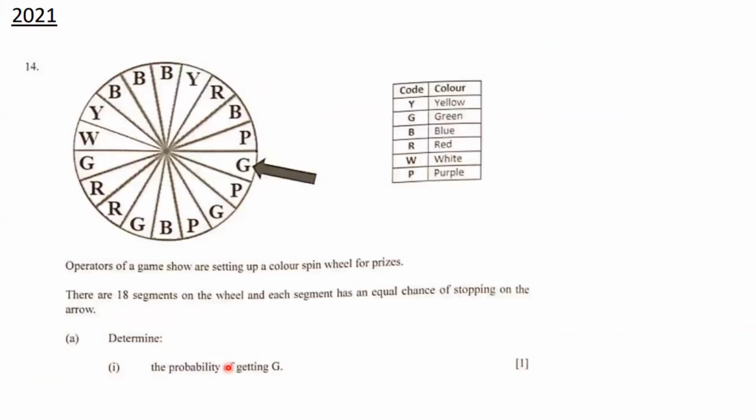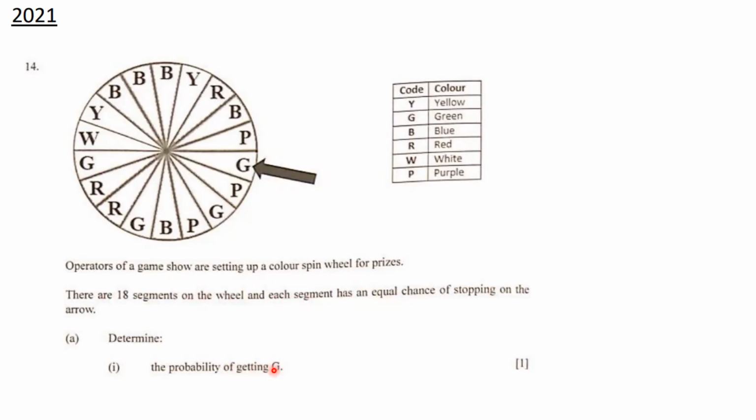Okay, let's move on to the next question. Here we have a probability question. It says operators of a game show are setting up a color spin wheel for prizes. There are 18 segments on the wheel, and each segment has an equal chance of stopping on the arrow. Determine the probability of getting G.